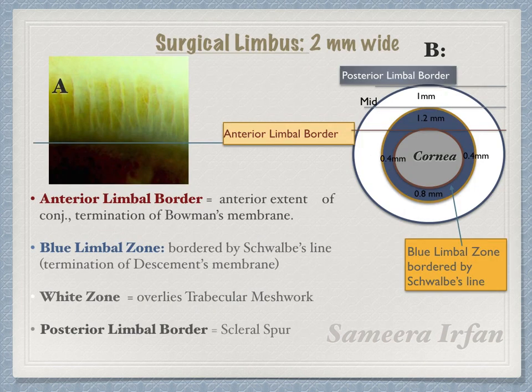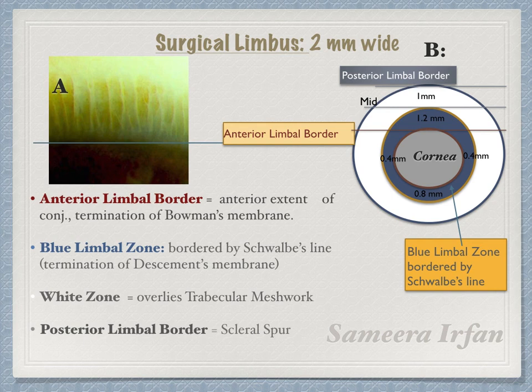Now, coming to the surgical limbus, which is a 2 millimeter wide circumcorneal transitional zone viewed externally by the surgeon once the limbal conjunctiva is reflected. It is bounded by the anterior limbal border, which is the junction between the clear cornea and the limbus, marked by a prominent ridge created by the insertion of conjunctiva into the cornea, and Bowman's membrane ends here. It corresponds to the most anterior limit to which the conjunctiva can be reflected, as shown in figure B.